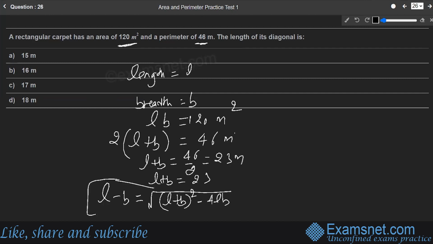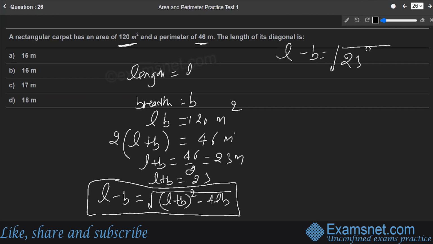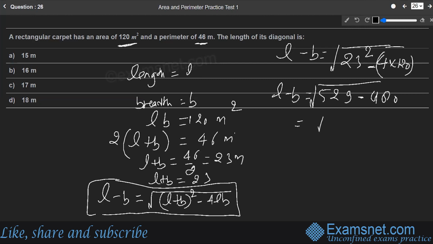So if we use this particular formula, we can easily find out L minus B, and then we can make the simultaneous equations. So L minus B can be calculated by under root of (L plus B) whole square. L plus B is 23, so it's going to be 23 square minus 4 times LB, and LB is 120, so it's 4 times 120. If we solve this, it comes out to be under root of 529 minus 480, which is under root of 49, that is nothing but 7 unit. So L minus B is 7.